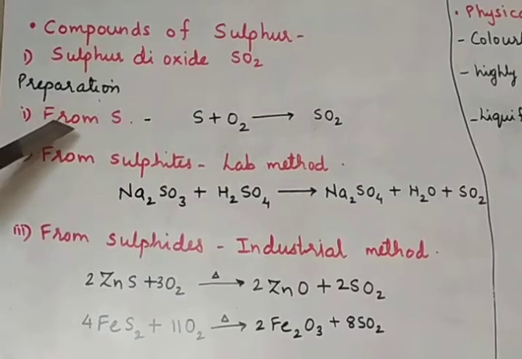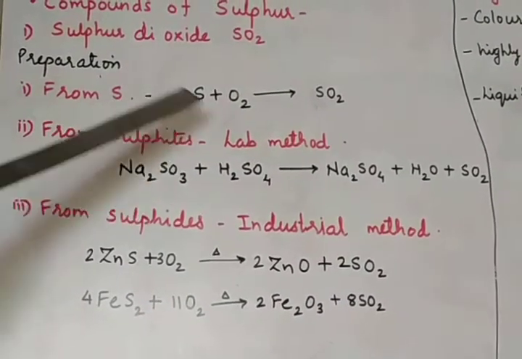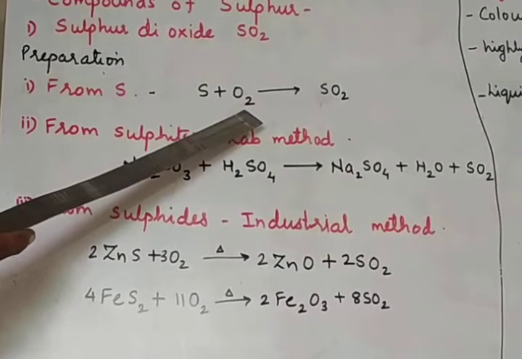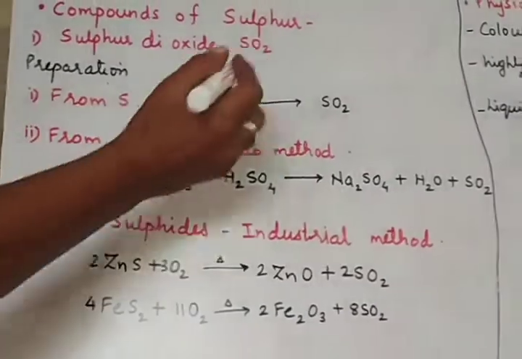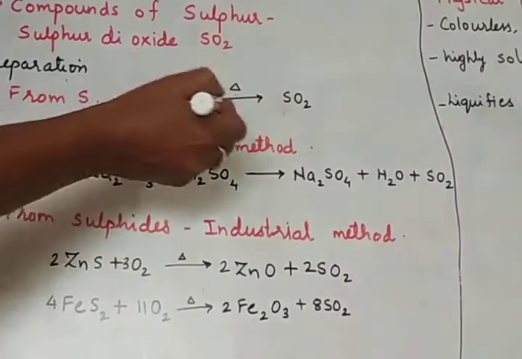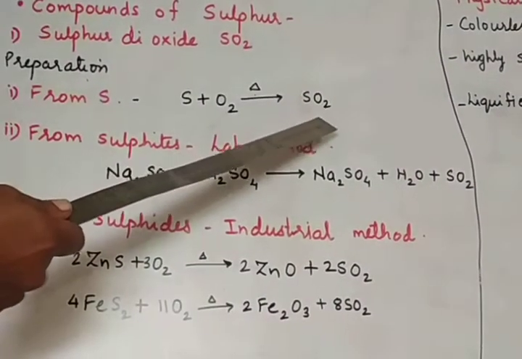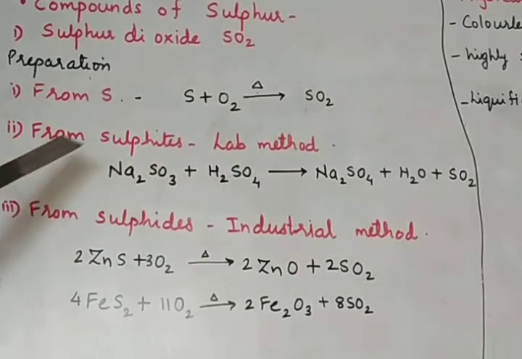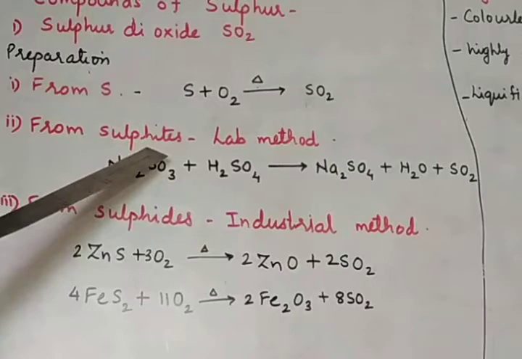Out of that, the first method, which is a very simple method, is from sulfur element. So this solid sulfur undergoes a burning process, combustion. I can put here a triangle. In presence of oxygen, it is burning to form the gas SO2. Sulfur dioxide is the gas that is formed. Very simple reaction.